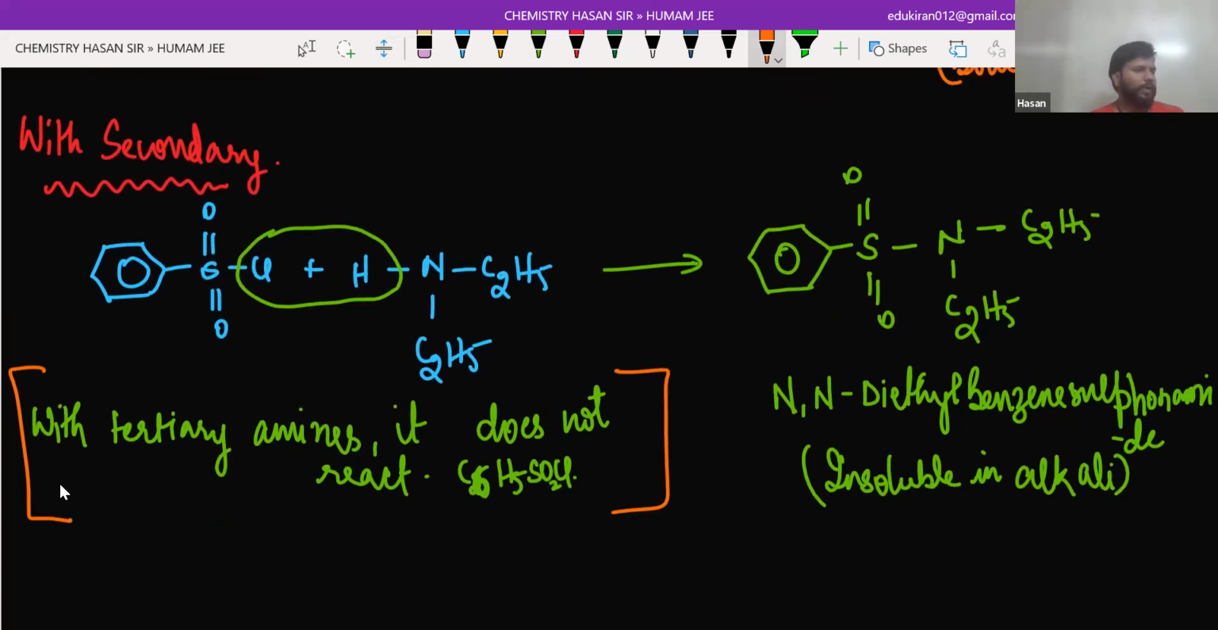If you're going to react with primary and it is soluble in alkali, that means it is primary. If you have an amine which is going to react but it is not soluble in alkali, that means it is secondary amine. And if you are going to use tertiary, it won't react. So it is tertiary. Are you getting my point, both of you?